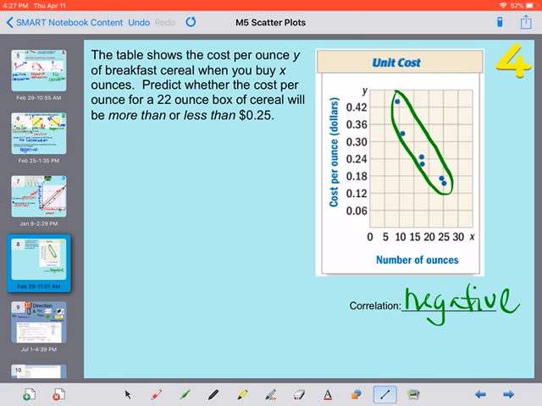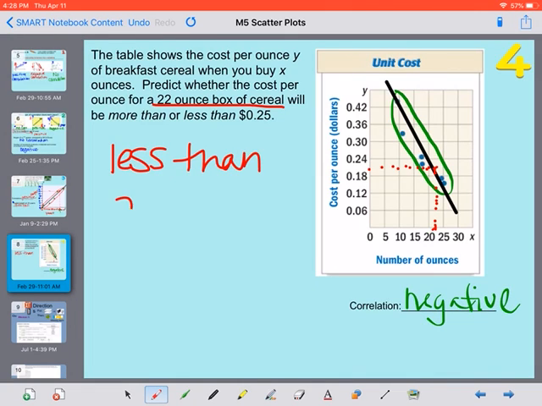So if I draw a line through here, cutting my circle in half, doesn't have to be perfect, we can predict the cost per ounce of a 22-ounce box of cereal. Number of ounces, well, 22 would be somewhere around here, between 22 and 25. So if I follow that up and over, I hit the line, that's when I turned. It's between 18 and 24 cents per ounce. So is it more or less than 25 cents? Well, a 22-ounce box of cereal would be less than 25 cents.